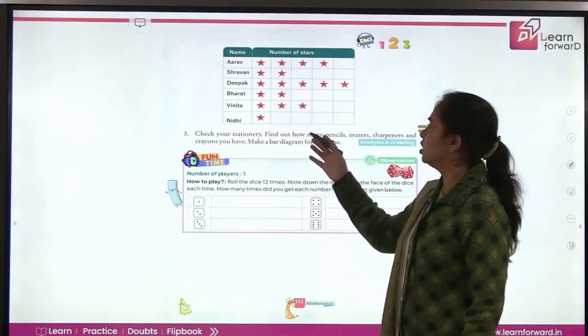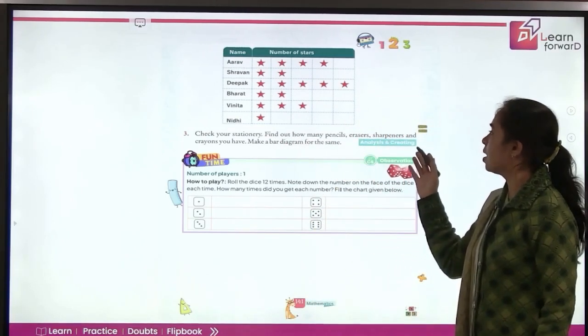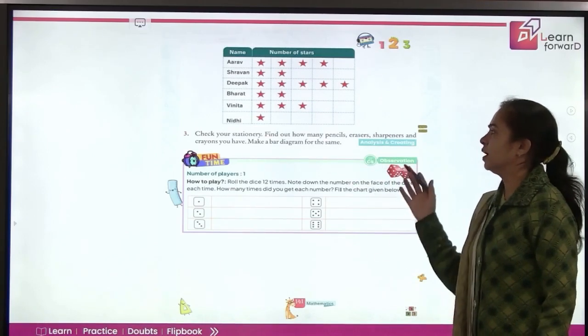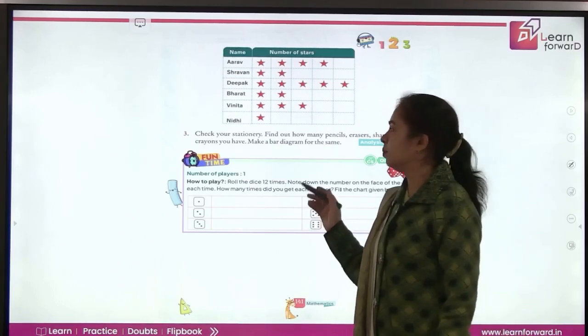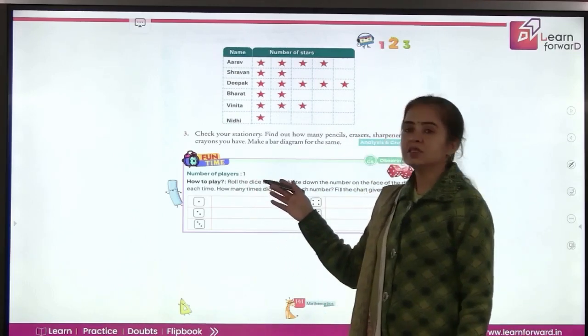Now check your stationery, find out how many pencils, erasers, sharpeners and crayons you have. Make a bar diagram for the same. So count your own stationery and enjoy making these bar graphs. Now it is fun time for you.